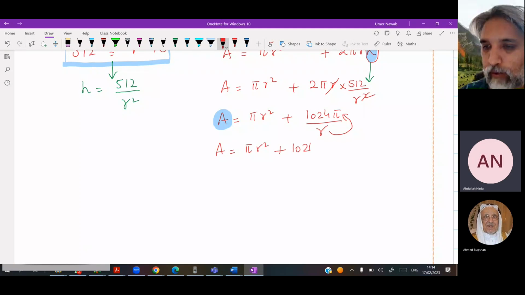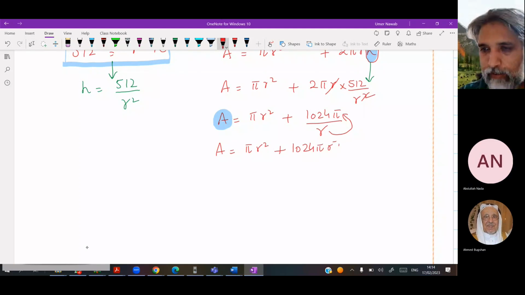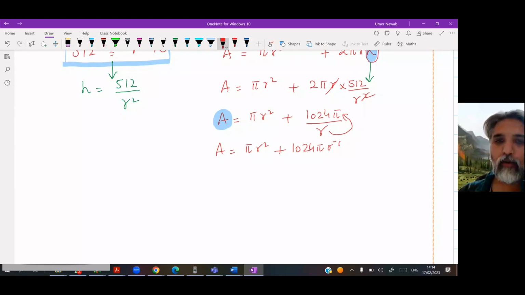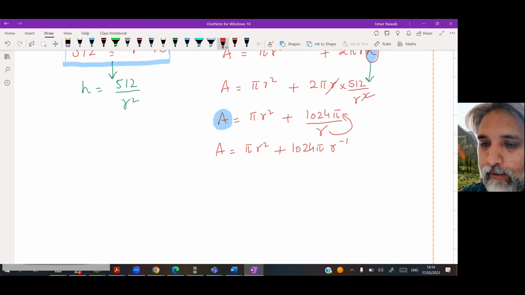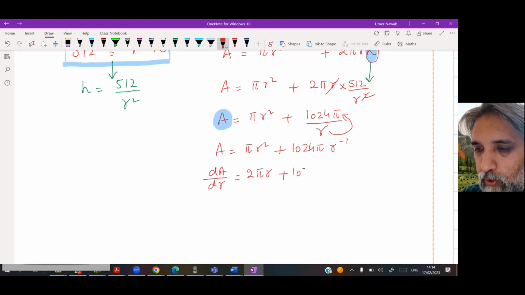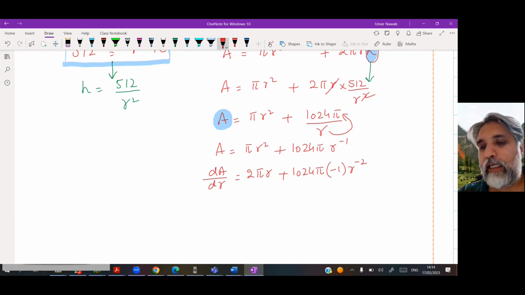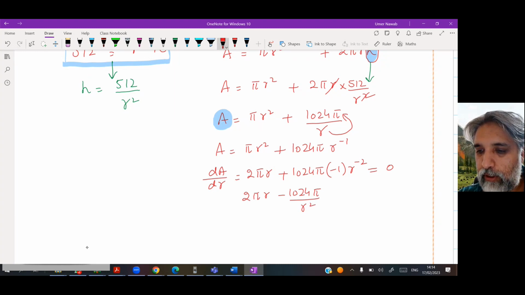Thank you. 1024 pi r to the power minus 1. So when the r goes up, its power will be minus 1. Now I'm going to take dA over dr. So this is 2 pi r plus 1024 pi as it is, and the minus 1 goes back, and minus 1 minus 1 is minus 2. So this is my dA over dr. I need to put it equal to 0 as per the rule. So 2 pi r minus 1024 pi over r squared is equal to 0.